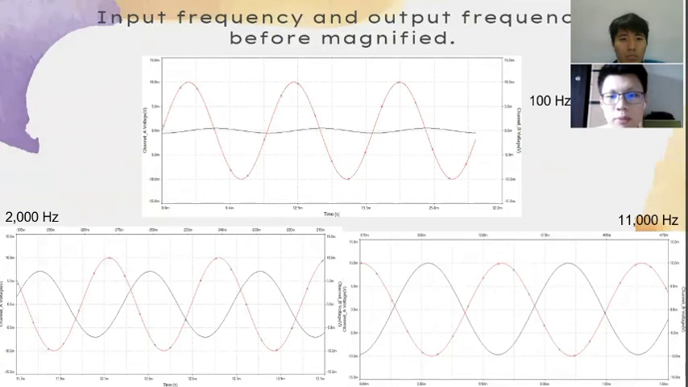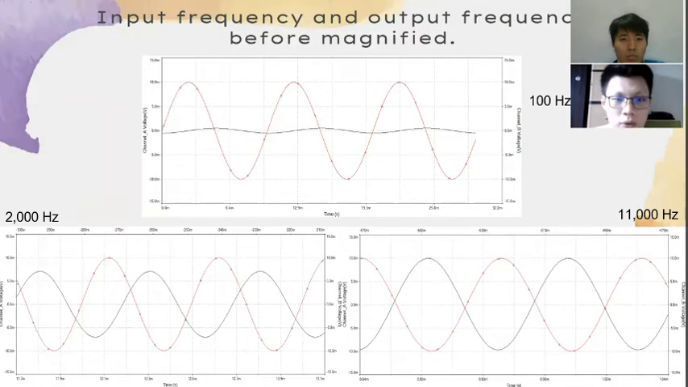So in this part, we have three types of graph. We found that when the frequency is below the cutoff frequency, the filter will attenuate about 95% of the input. While when the frequency is equal to 11 kHz, it will allow all the voltage to pass through.